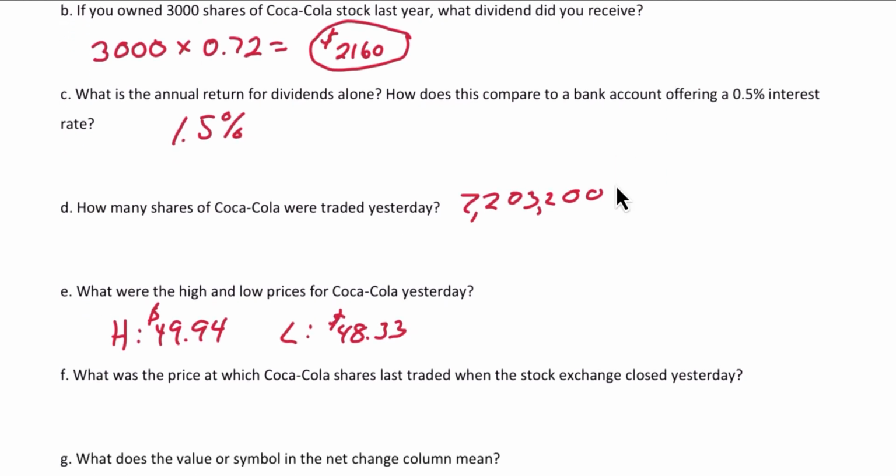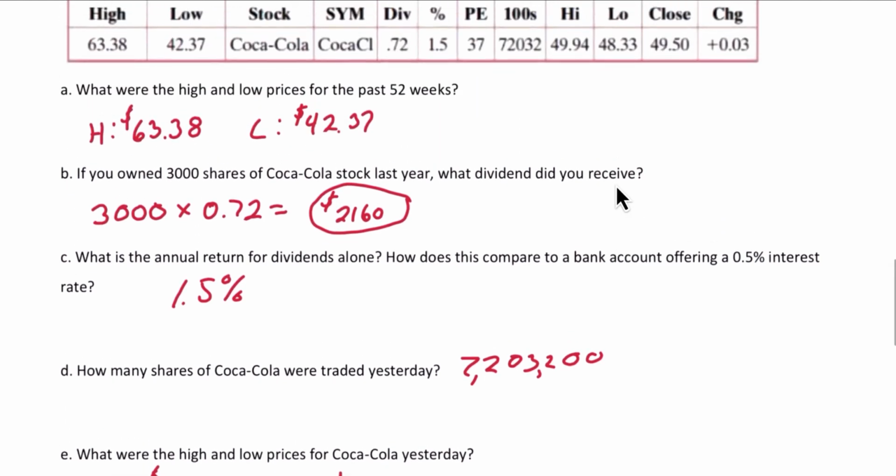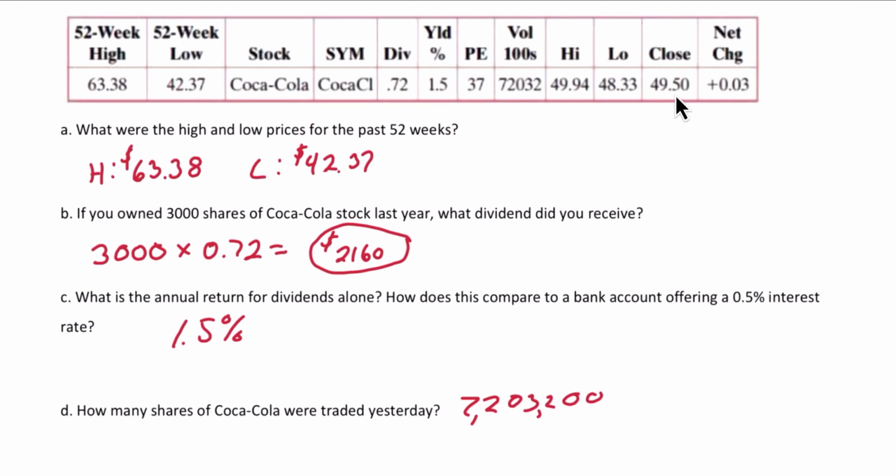What was the price at which Coca-Cola shares last traded when the stock exchange closed yesterday? Going back to the table, we can see that they closed at $49.50 per share.